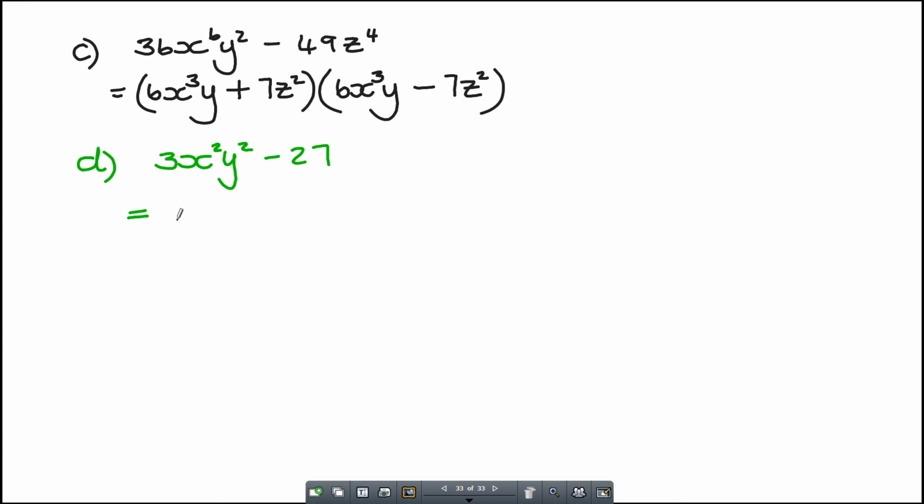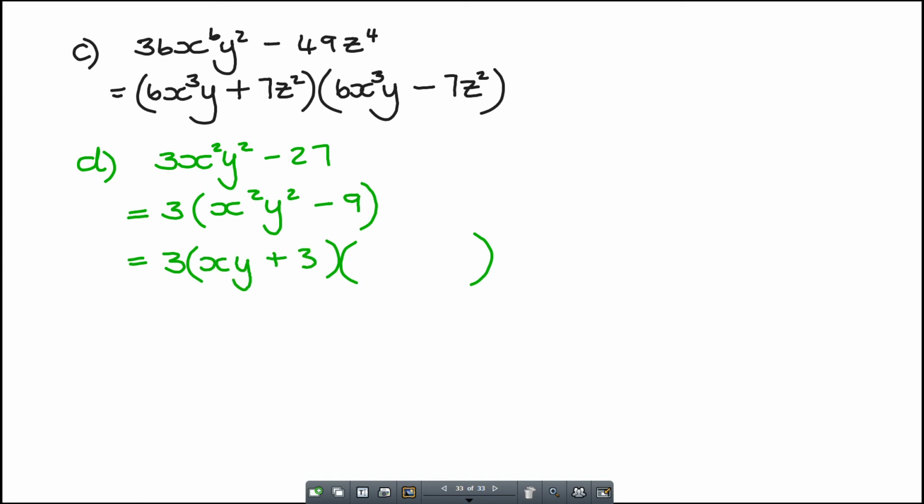I could take out a common factor of 3, which means I have left y squared, x squared minus 9. Now that bracket I can factorize further because that's 2 terms. There's a minus in between and I can get square root of each. So that will become xy plus 3 and xy minus 3. Okay, you guys good?